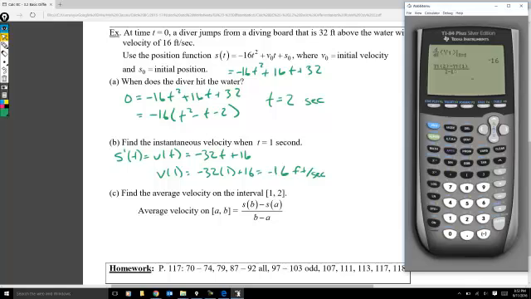Remember, this is just slope. So it's the difference of my y's on top, the difference of my x's on bottom. I hit enter and I get negative 32 for my answer. So I know my average velocity is negative 32 feet per second. And again, the difference is this is instantaneous. This is one split second in time. This is over a period of time between 1 and 2 seconds.